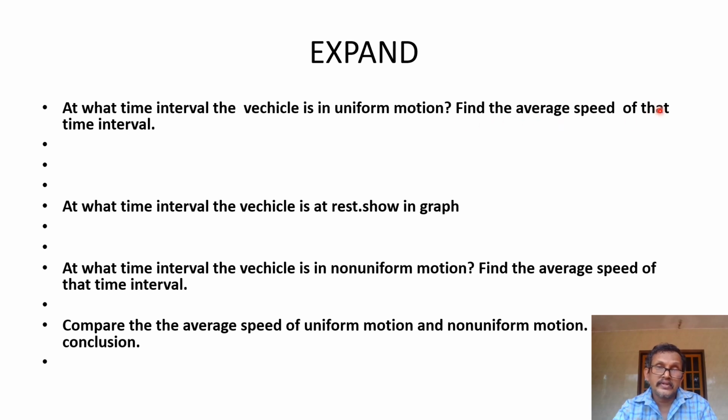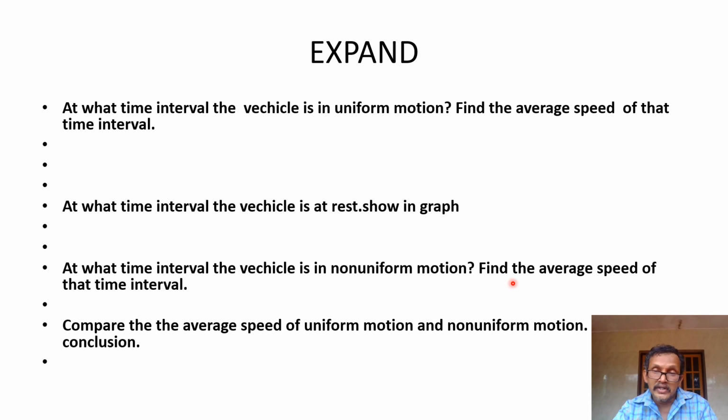Find the average speed of the time interval. Average speed means, for example, 10 seconds 100 meter, again 10 seconds 100 meter, again another 10 seconds 100 meter, then total distance traveled is 300 meter and total time taken is 30 seconds. So 300 by 30 seconds, average speed is 10 meter per second. In uniform motion, average speed is the same, but in non-uniform motion, it is slightly different.